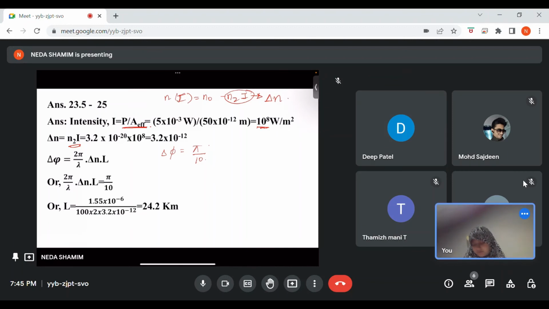Do we now need to convert a radian into degree in this case? I don't think so, because pi and pi will simply cancel.